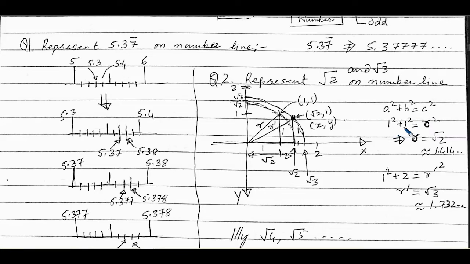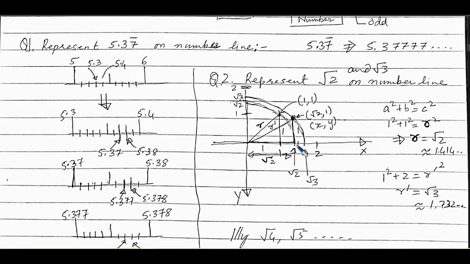So a is 1, b the height is 1, and c is r. 1 square is 1, 1 into 1 is 1. So 1 plus 1 is 2. So r will be square root 2. And this is approximately equal to, you use a calculator and you will find this value. Now since you have r as square root 2, you draw an arc and mark it on the number line here. So this value is root 2.